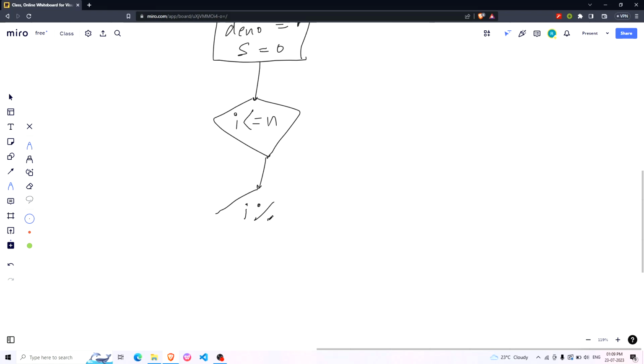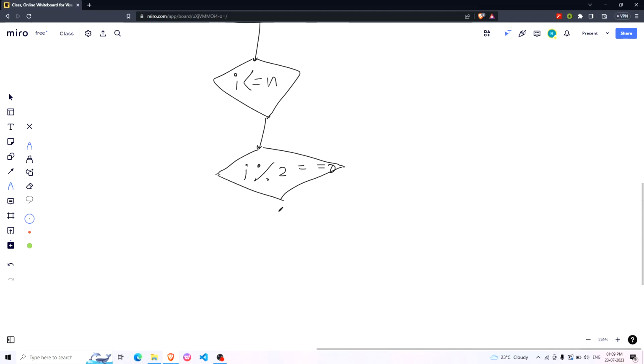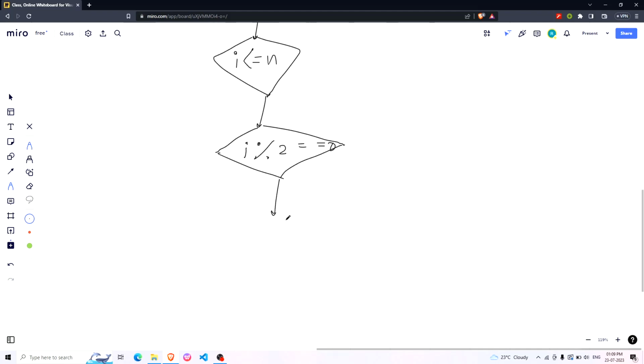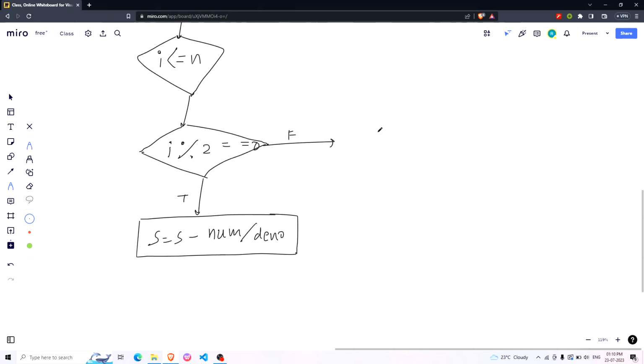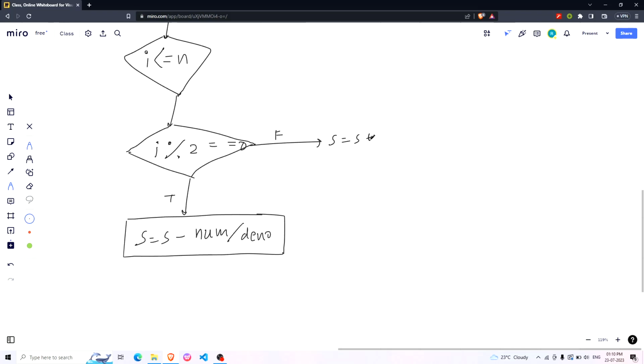If the term number is even, if it is even, then what we have to do? We have to subtract the term from the result. S is equal to S minus numerator by denominator. Not like this, numerator by denominator, right? If this is true. And when this is false, we have to add the same thing into the result. S is equal to S plus numerator by denominator.